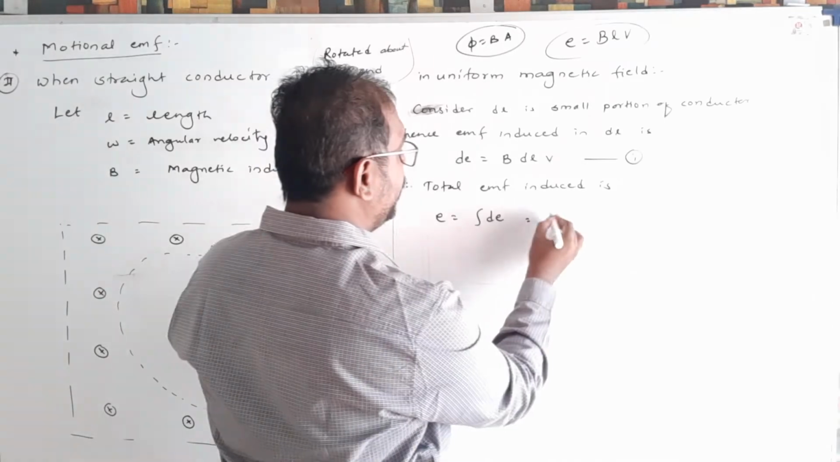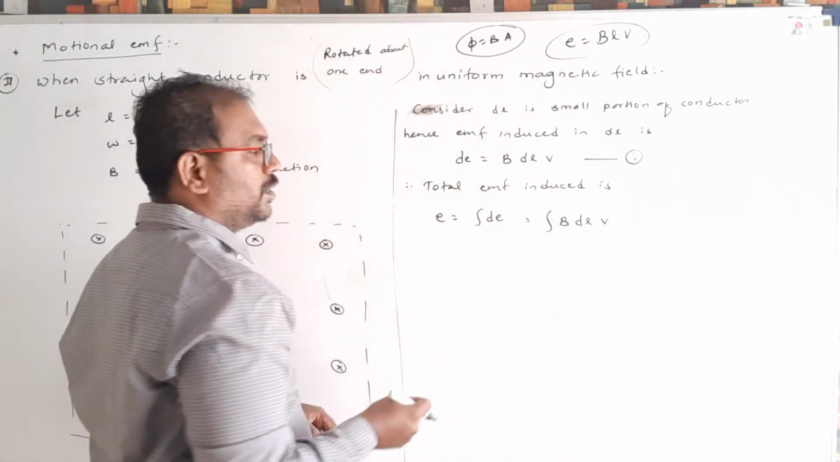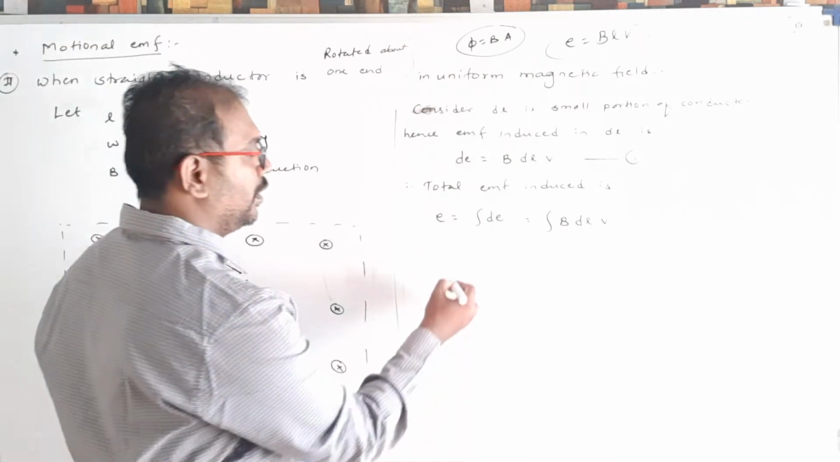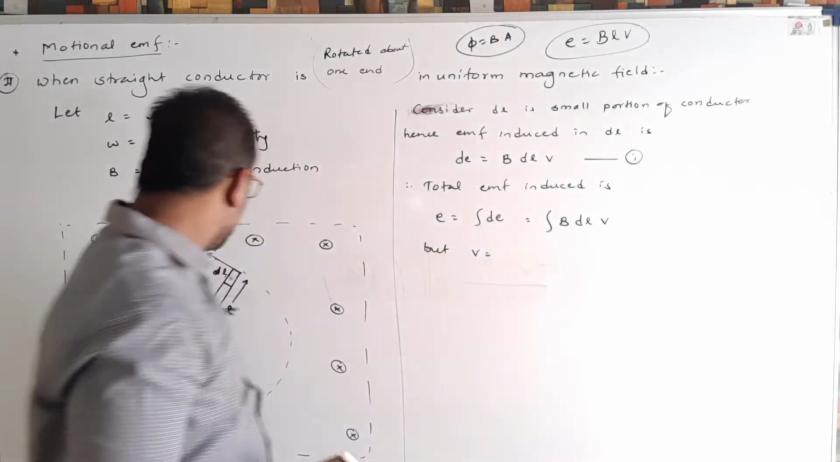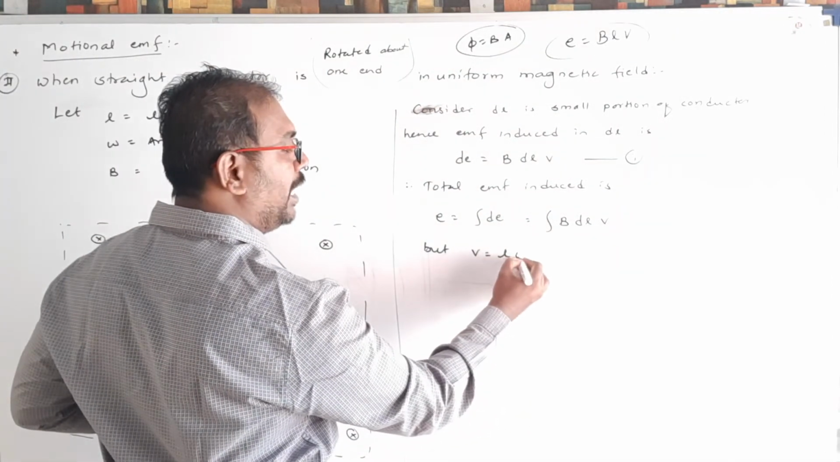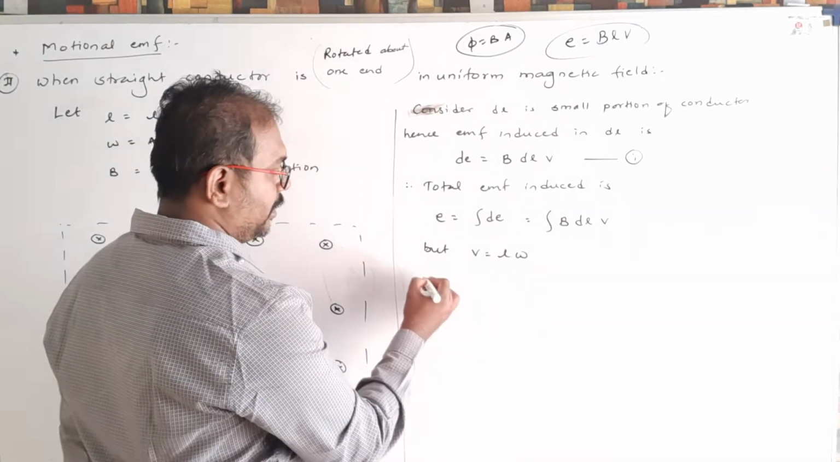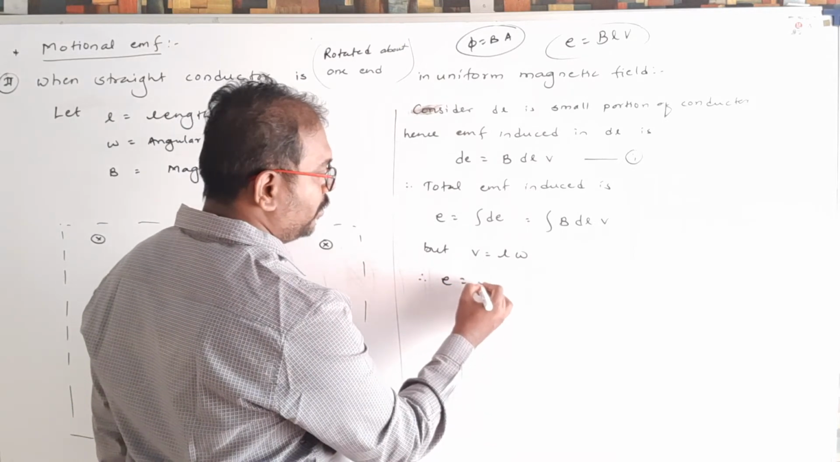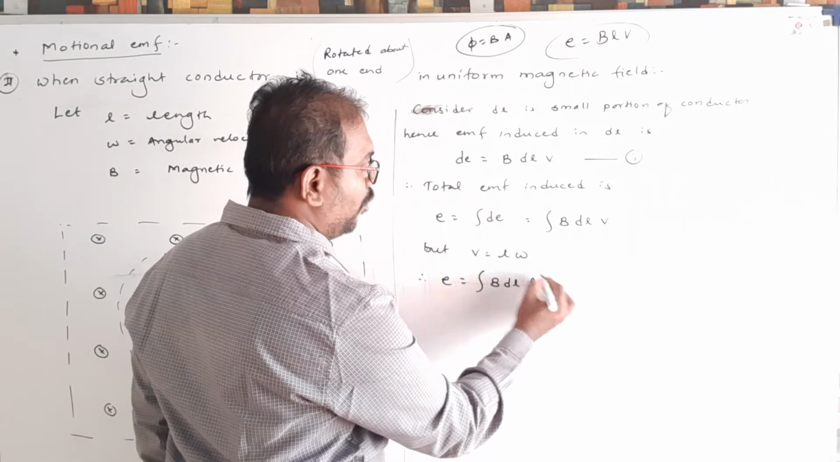So I can write it here, integration of B dl V. This V we can write as R omega, since V is equal to R omega. Here the radius is L, so I can write V is equal to L omega. You have the formula V is equal to R omega, and by that we can write it. Hence E is equal to integration of B dl L omega.